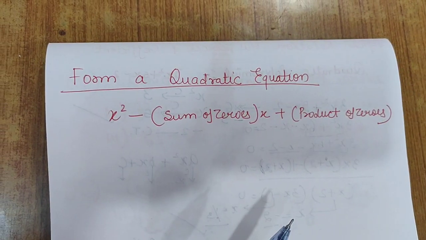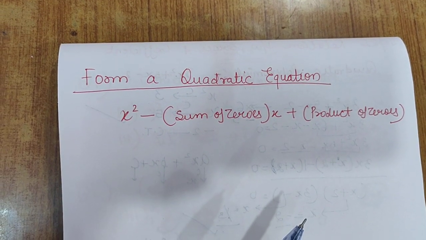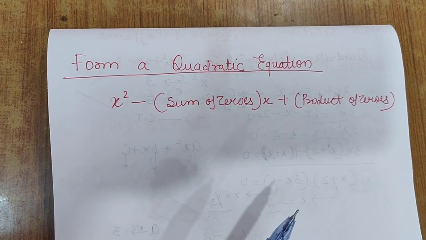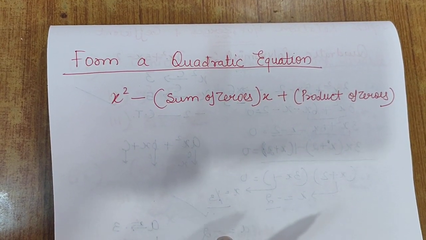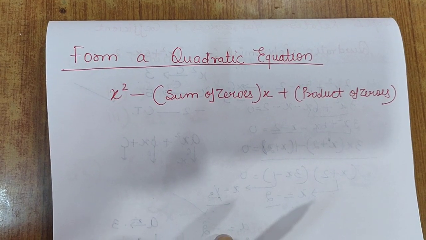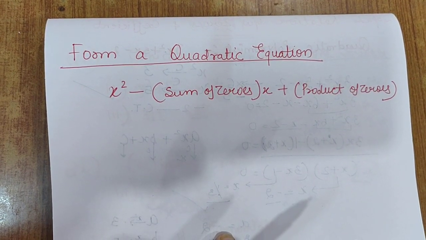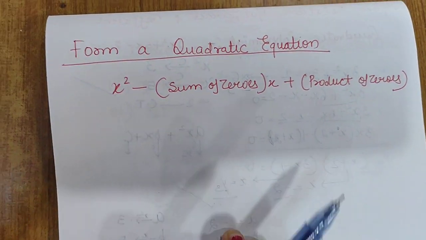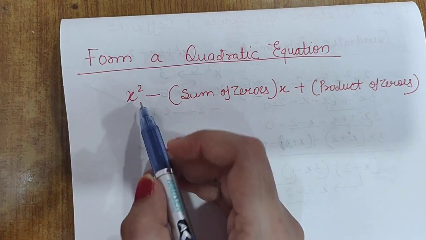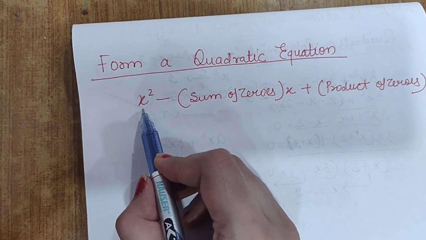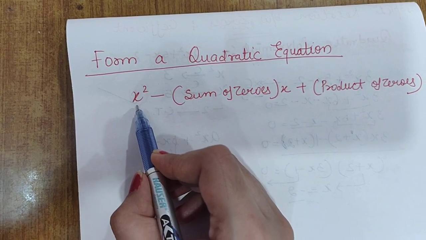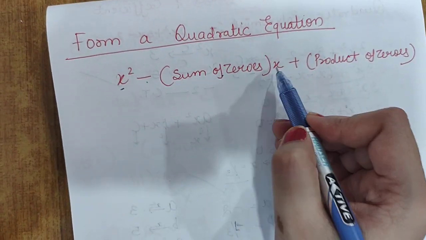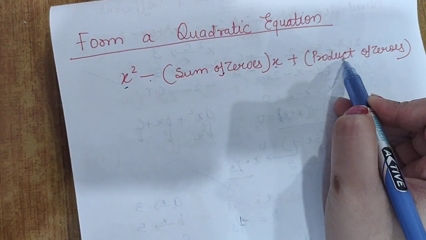Now come to the next topic. Form a quadratic equation from the given zeros, where the sum of zeros and product of zeros are given. So how to form a quadratic equation if zeros are given? This is the formula, you just have to put the values: x square minus sum of zeros into x plus product of zeros.